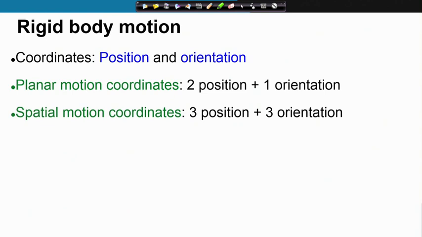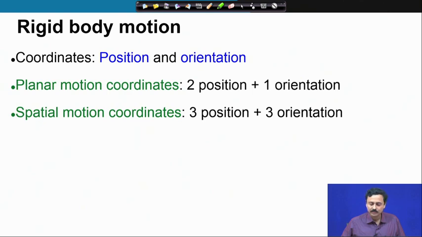As we have discussed earlier, a rigid body motion requires position and orientational coordinates of the body to be tracked. For planar motion, we require 2 position coordinates and 1 orientation coordinate, whereas in spatial motion of a rigid body, we require 3 position coordinates and 3 orientation coordinates.